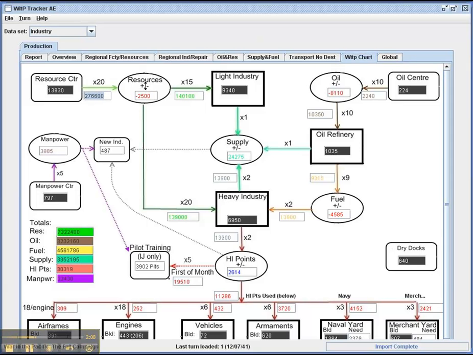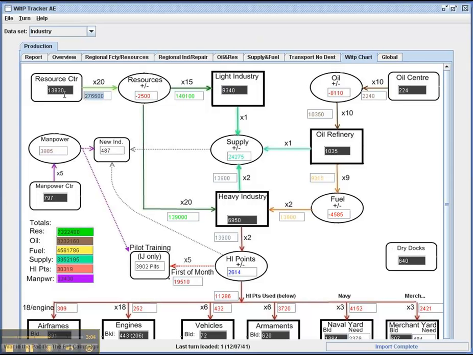So our resources plus and minus. Well, resources are used either in light industry or heavy industry. Light industry is used at the rate of a multiplier of 15. So because we have 9,340 light industry, times 15 equals 140,100. So that's the amount of resources that are going to be used by light industry each turn. Down here, heavy industry, we have 6,950 heavy industry, and the multiplier here is 20. So that number times 20 equals 139,000 resources which will be consumed by the heavy industry each turn.